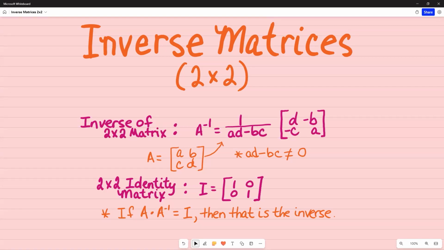Today I will demonstrate how to find the inverse of a 2 by 2 matrix. In order to do so, you need to know the formula. Your matrix that you start with is in the form of your elements being A, B, C, D.